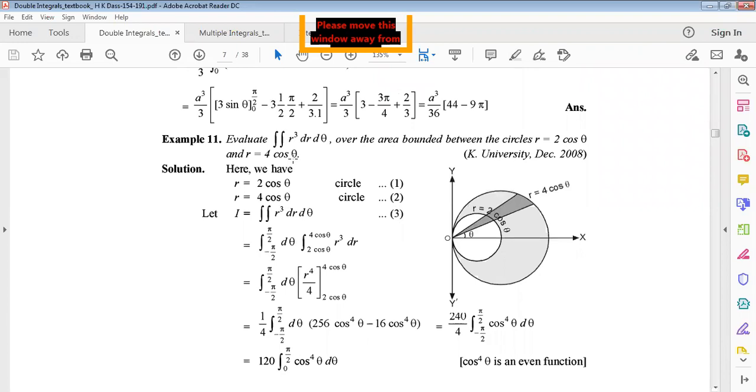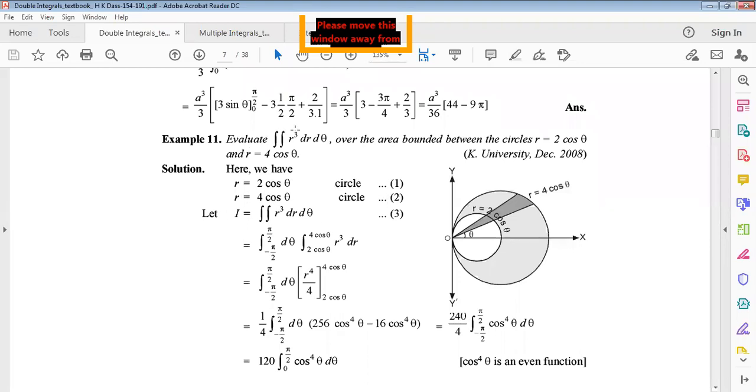Similarly, evaluate this polar form of double integral over the area bounded between the circles r equals 2 cos theta and r equals 4 cos theta. Actually, r equals 2 cos theta is the first circle, and r equals 4 cos theta is the second circle. This is the polar form. The angle will be theta.